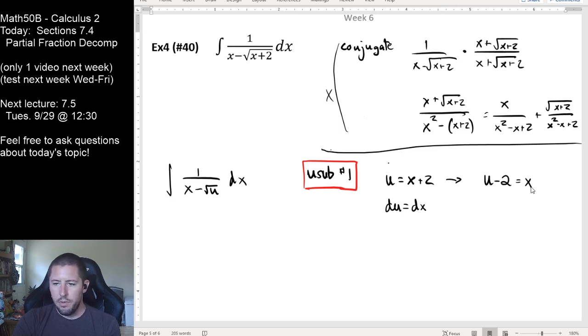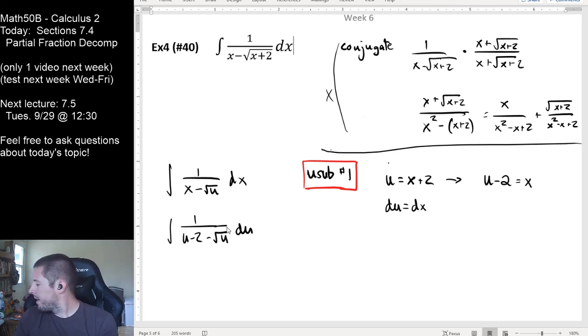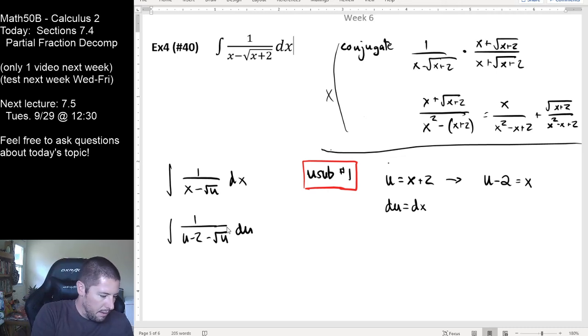So if I do this, is this helping me at all? It looks like here I should be getting 1 over x is now u minus 2 minus root u du. And did this help me? That's like always my question. I'm like, okay, I attempted something. I tried to do an adjustment here. Was that a useful and practical thing for me to do? Or is that not actually the case here?